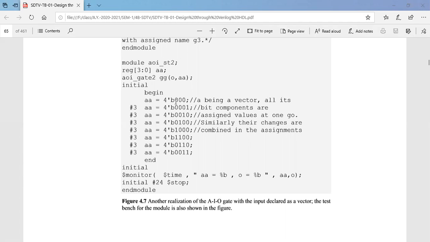So we used to have a 4-bit input, right? We can assign the values in sequence, from 4 zeros, 0 0 0 0, 0 0 0 1, up to 4 ones, like that. We can give them in some order also. So we have to assign the values for A with some delay, covering all the possible combinations for that particular 4 bits.